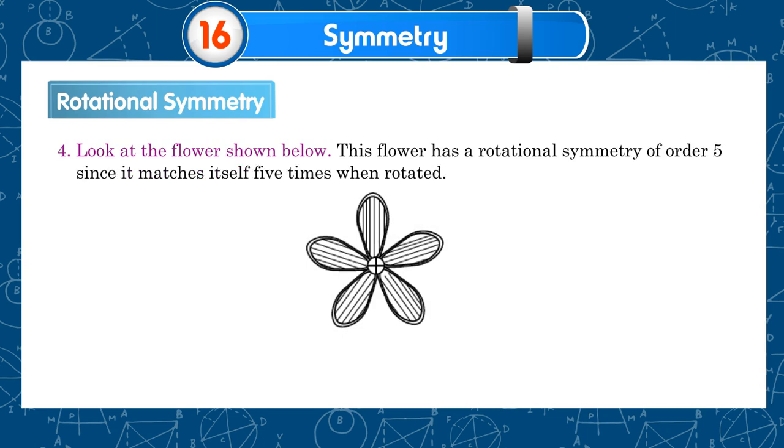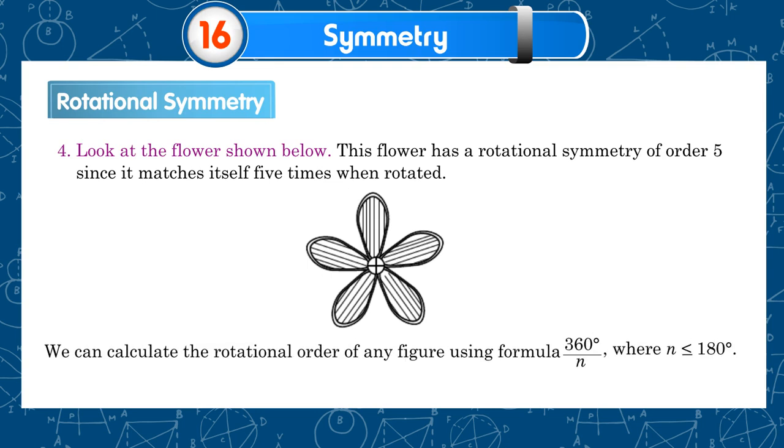We can calculate the rotational order of any figure using the formula 360 degrees upon n, where n is less than or equal to 180 degrees. Here n is the angle of rotation at which the figure is symmetrical.